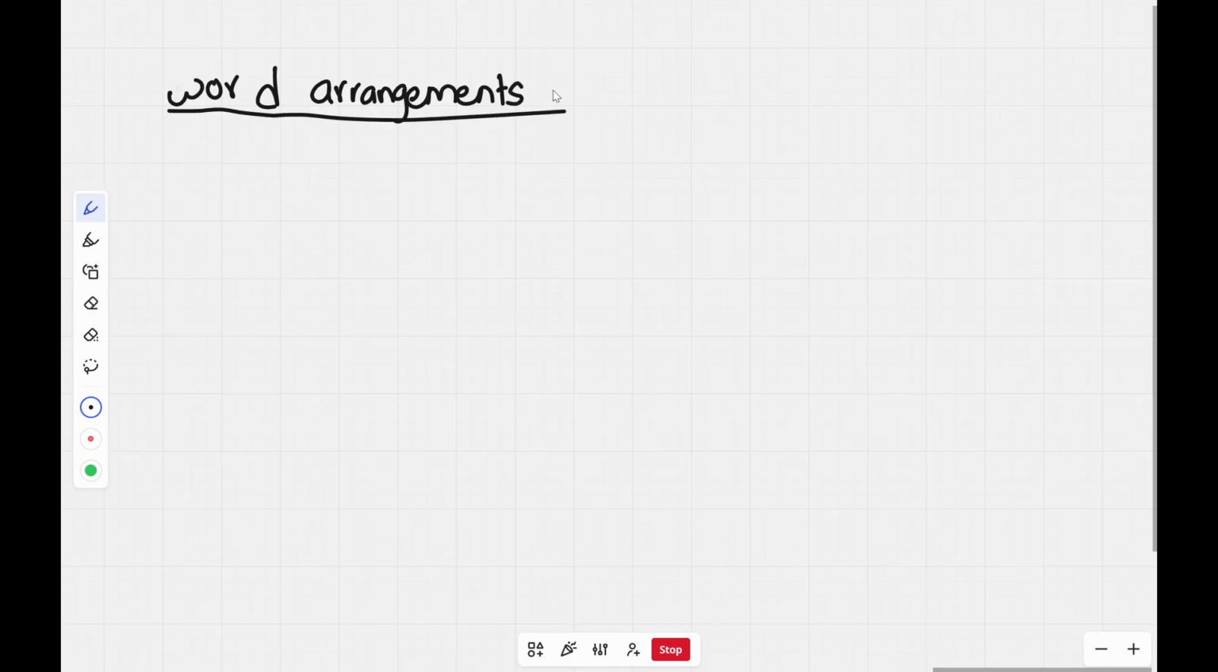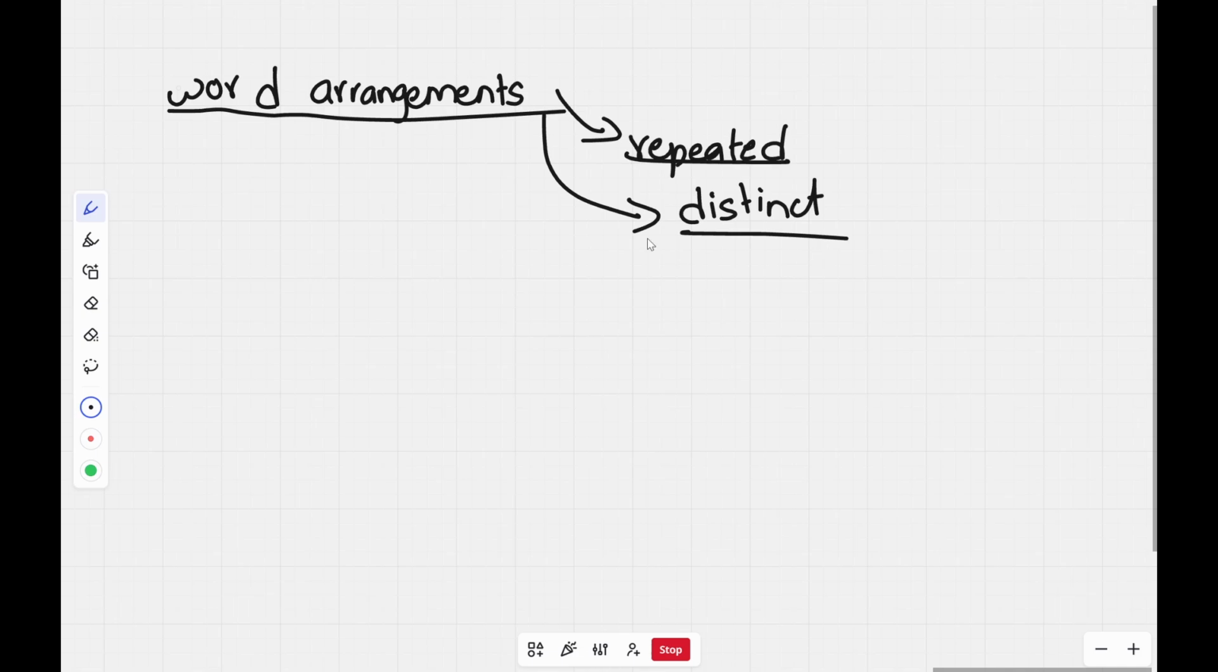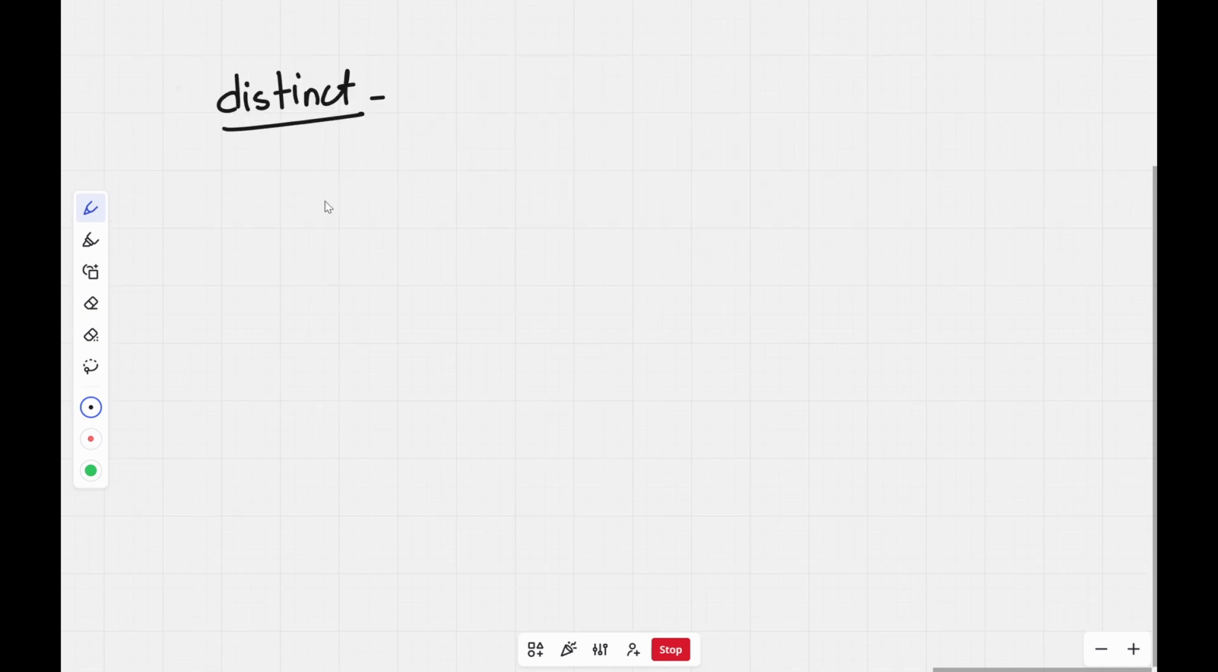Word arrangements. Now there are two ways of arranging words: one where the letters are repeated, and another where all the letters are distinct. Now let's see about the distinct ones first. So arranging words where all the letters are distinct, the total number of ways of arranging them is equal to n factorial.